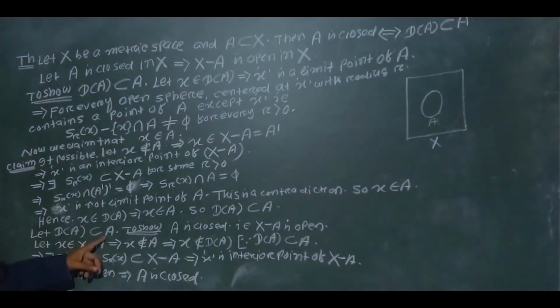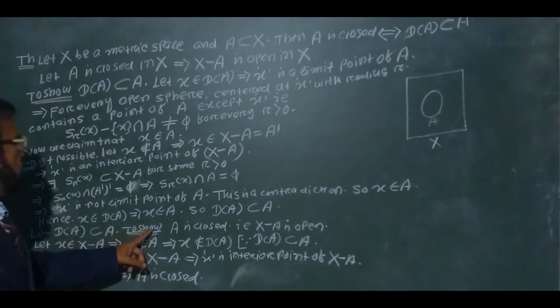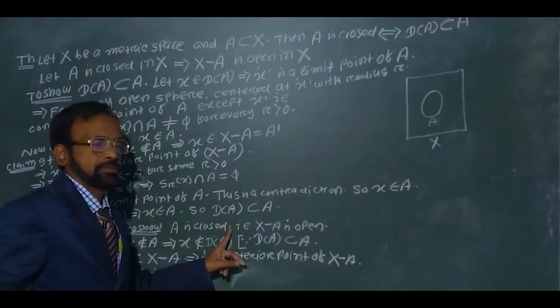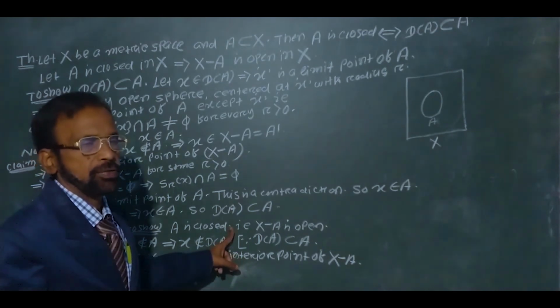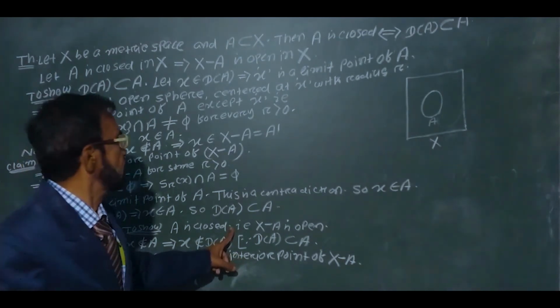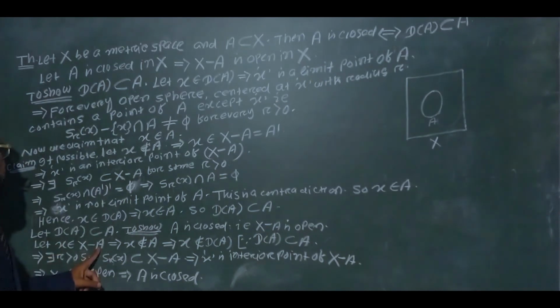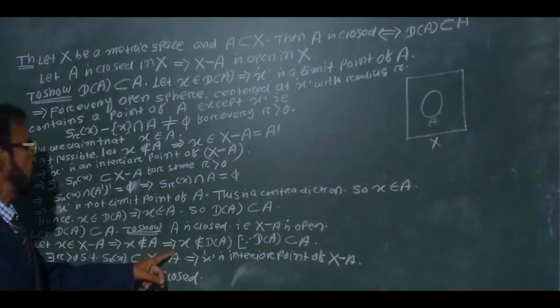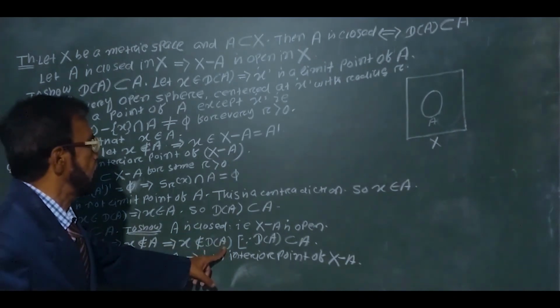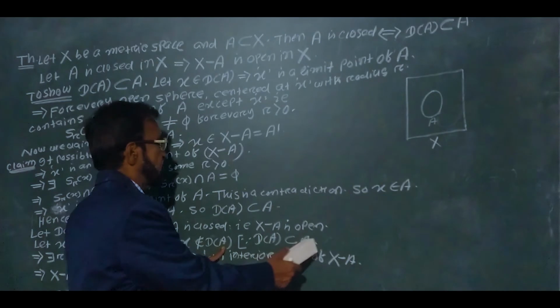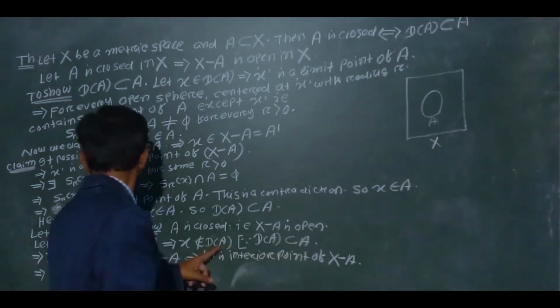Let dA be a subset of A. To show that A is closed in X, it is sufficient to show that X minus A is open. Let x belong to X minus A, which implies x does not belong to A, which implies x does not belong to dA. Why? Because dA is a subset of A.